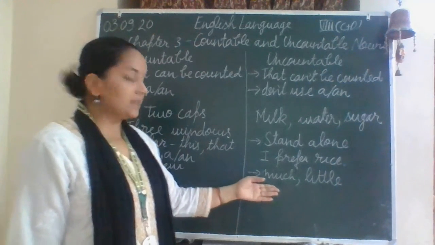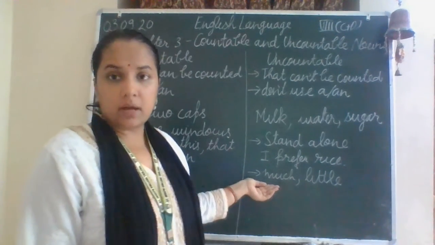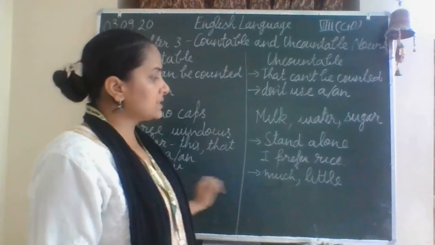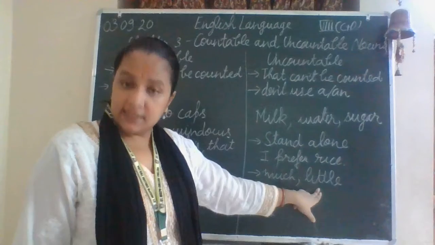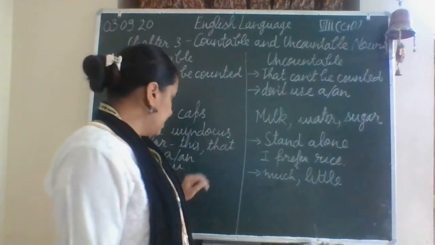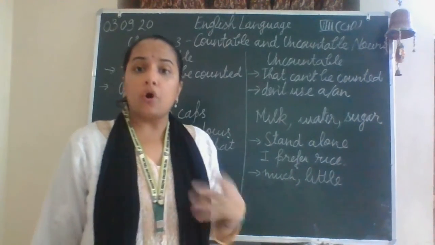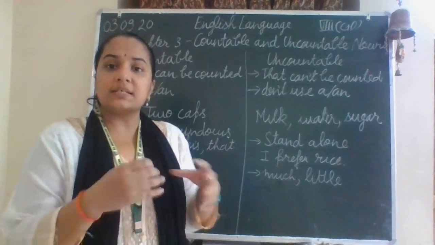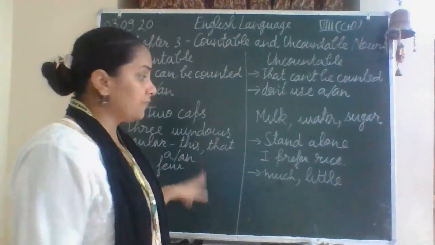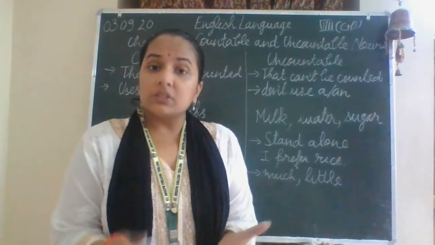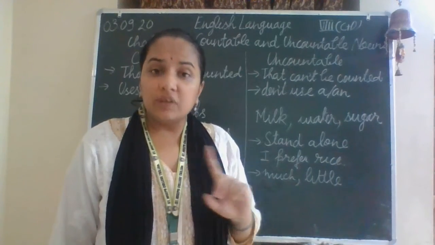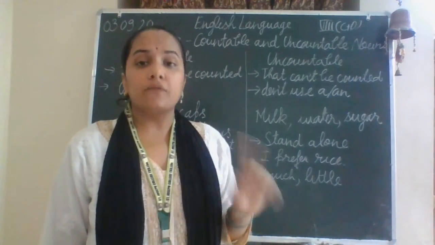Or here we can say how much milk. We never say how many milk. Few books, little milk. We never say few milk or little books. If the number of books is less, then we will say few books. If the quantity of the milk is less, then we will say little, but we will not use few.